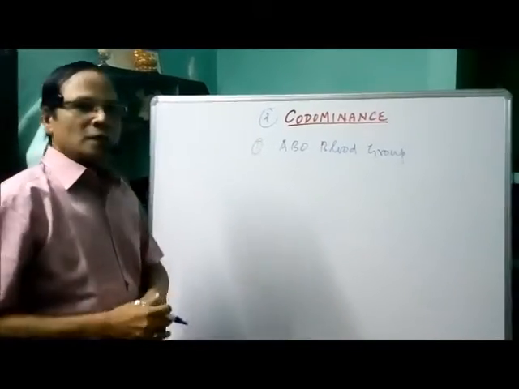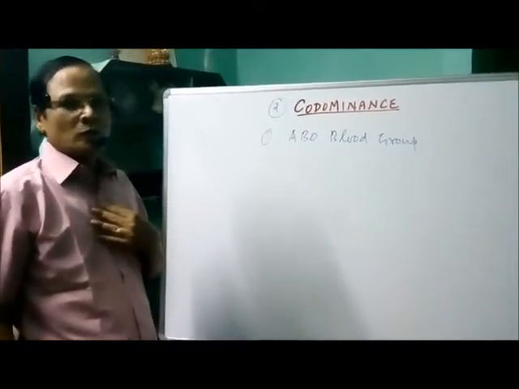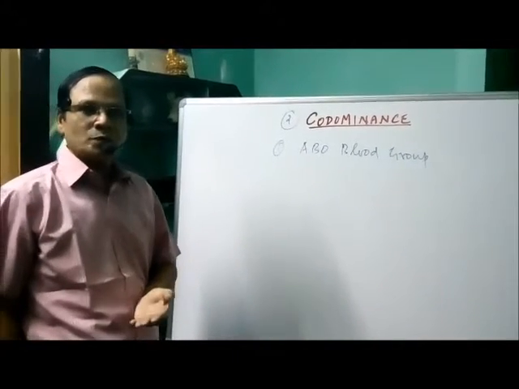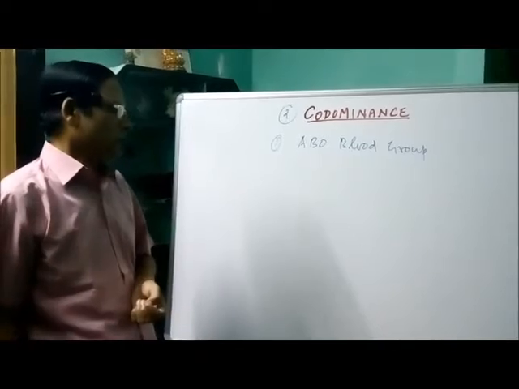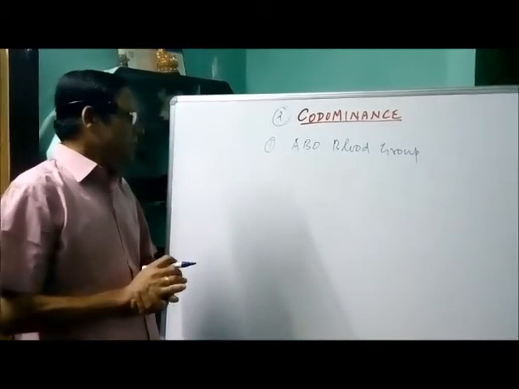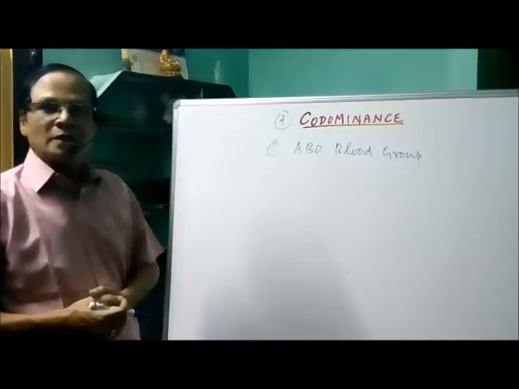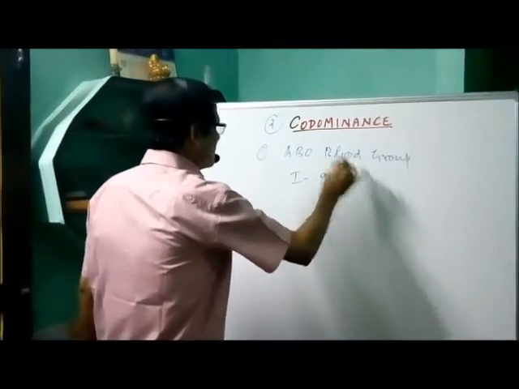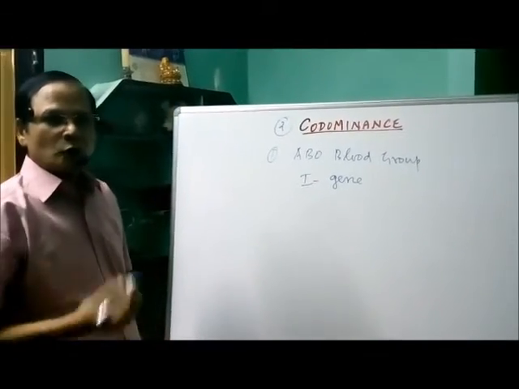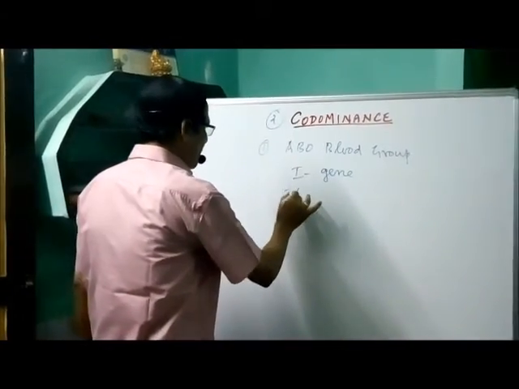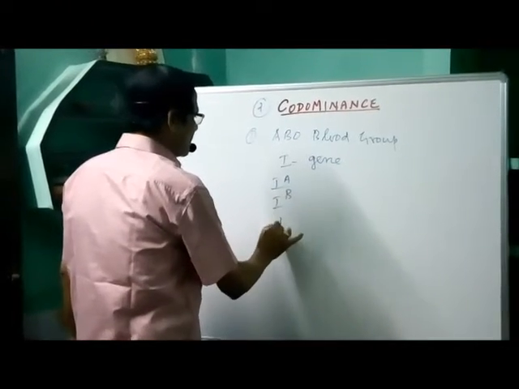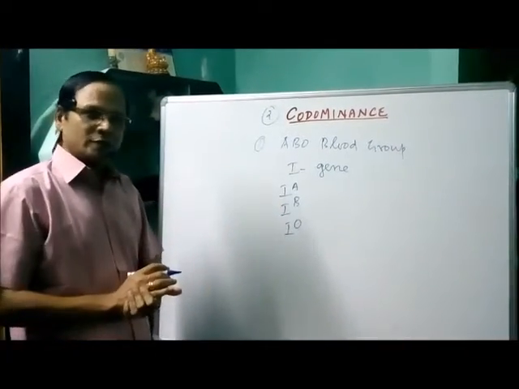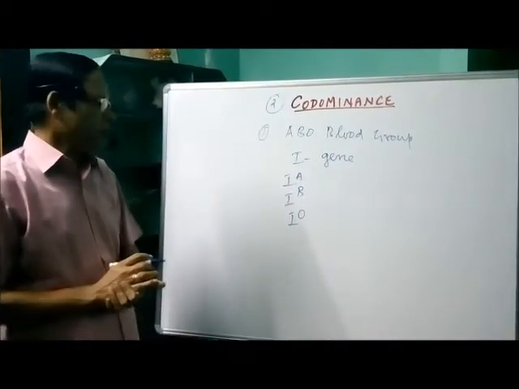We have different types of blood groups and genotypes: A blood group, B blood group, AB blood group and O blood group. A person has three alleles for a gene I. The I gene exists in three forms: IA, IB and IO. These are the three alleles of the I gene.